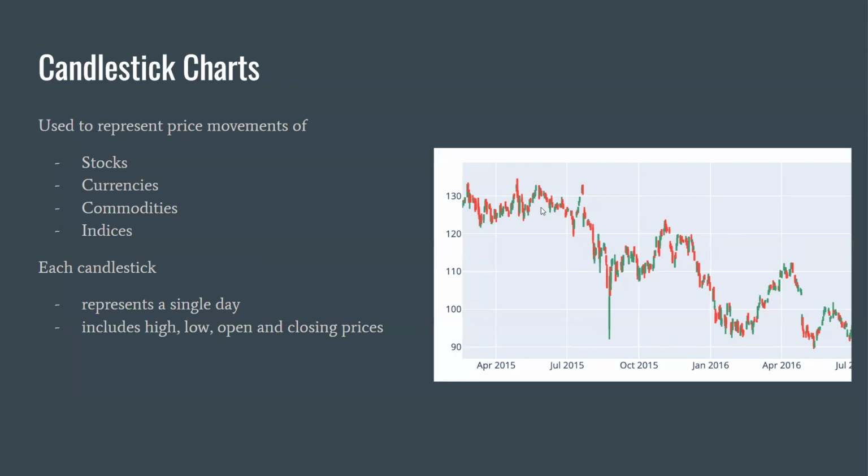So for key features, you can see that we have each candlestick, and these candlesticks typically represent one trading period. One trading period can differ based on which market you're looking at. It could be a day or hour, minute, and it shows the opening price, closing price, high price, and low price during that period.